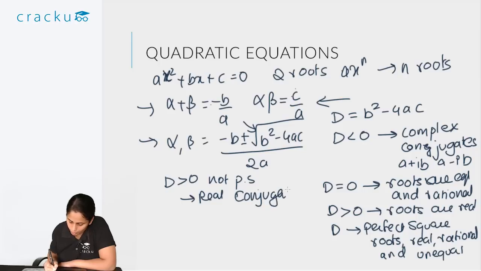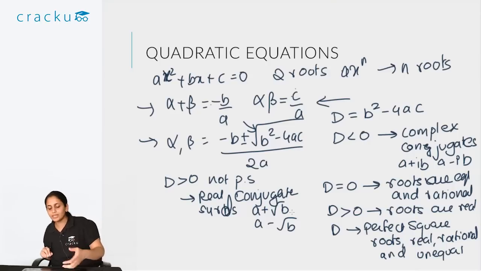What do I mean by conjugate surds? They'll be of the form a plus root b and a minus root b. So these are conjugate surds. The nature of the roots depends on the sign and the value of D as such. So these are the basic properties that you should remember for quadratic equations.